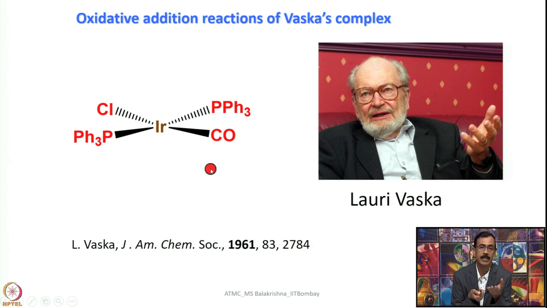And of course, in the next couple of slides, I am going to show you different types of oxidative addition that one can perform on this Vaska's compound, and I have taken all these from Lauri Vaska's paper published in 1961 in JACS. This is the famous Vaska's compound and this is Lauri Vaska. Let me write a few reactions to begin with to make you familiar with oxidative addition, and thereby I can also allow you to distinguish between the type of ligands and how they are added and why they are added and how that can be explained.